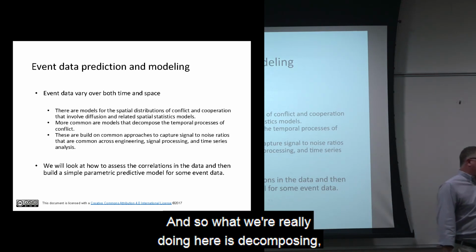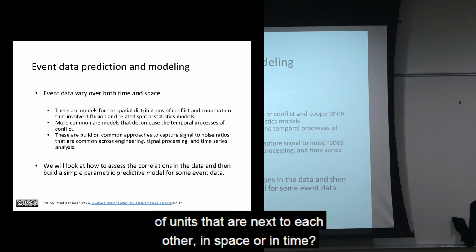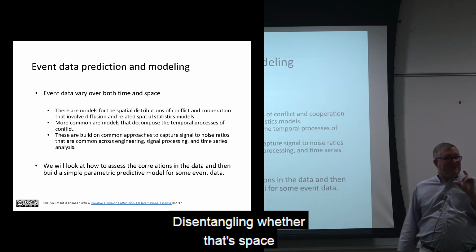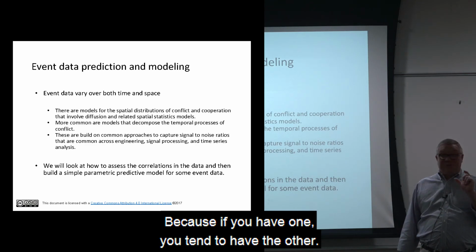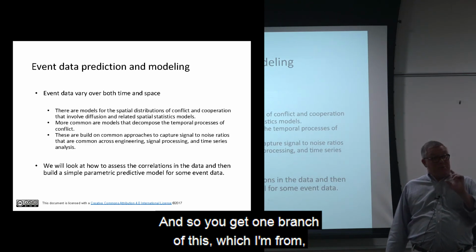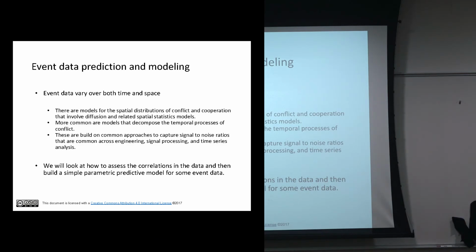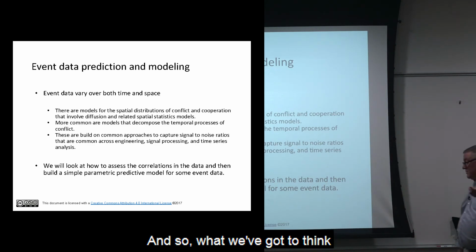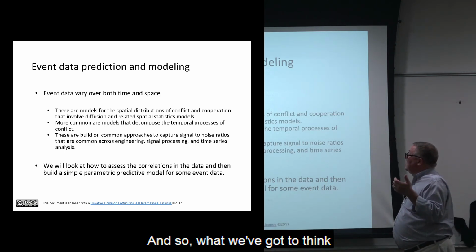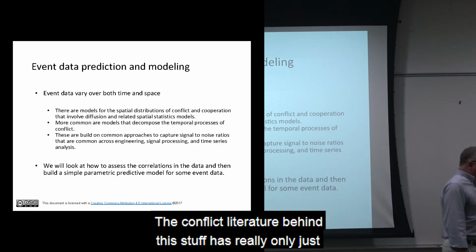And so what we're really doing here is decomposing, do you have serial correlation or some relationship of units that are next to each other in space or in time? Disentangling whether that's space and whether that's time is very hard, because if you have one, you tend to have the other. And so you get one branch of this, which I'm from, which is time series analysis, which basically says most things are related over time. Then you get people from spatial statistics, and they say, no, most things are related over space. And so what we've got to think through is what are those potential relationships?